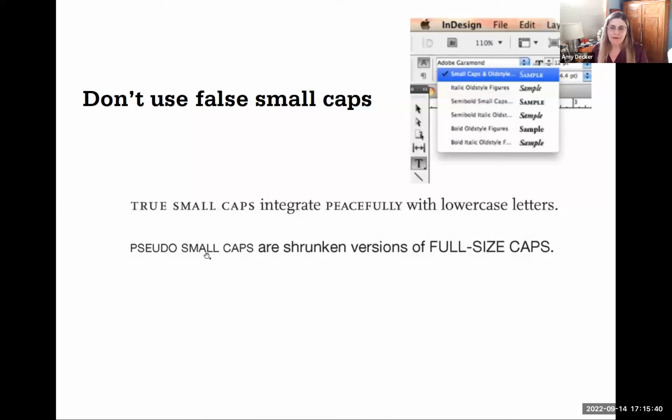Pseudo small caps are shrunken versions of full-size caps. So what happens is if you look at the words pseudo small caps, look how the weight looks thinner than the lowercase letters. They are shrunken versions. So pseudo small caps you always know because the weight changes. It becomes thinner. It's not matching the lowercase weight. Whereas on the top line, you can see the small caps that are designed to be small caps match the weight perfectly. Does that make sense? Can you see that?